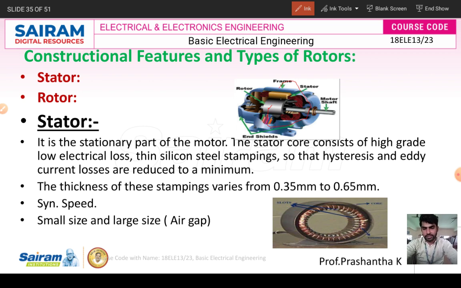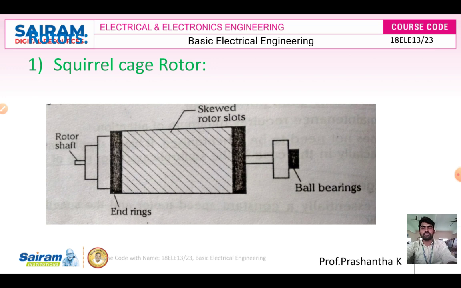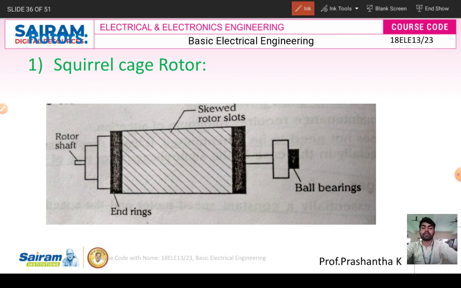And the synchronous speed, Ns, is equal to 120 f/P. A small air gap is present between the stator and rotor. There is a small air gap. Okay, if it is a large air gap, it becomes very difficult to rotate the output side, or mechanical output side.